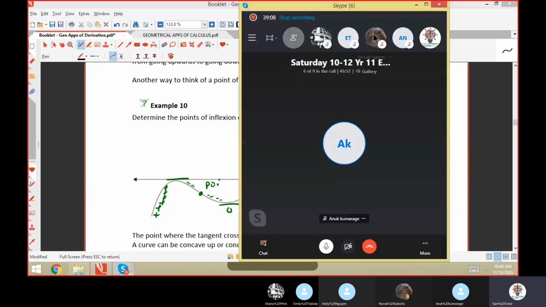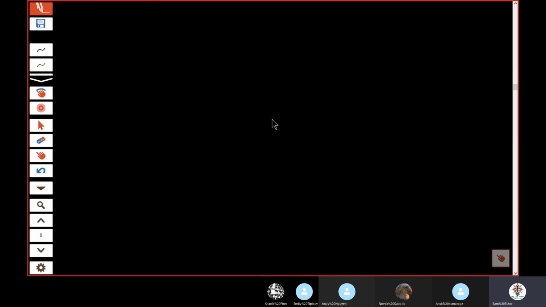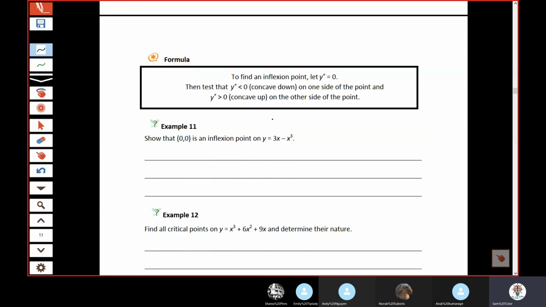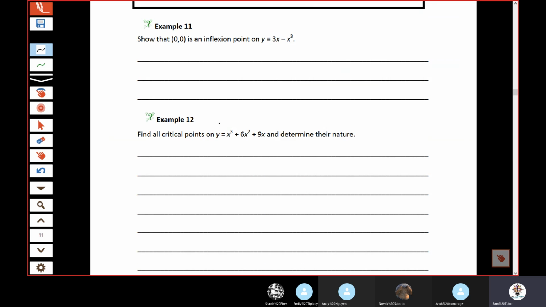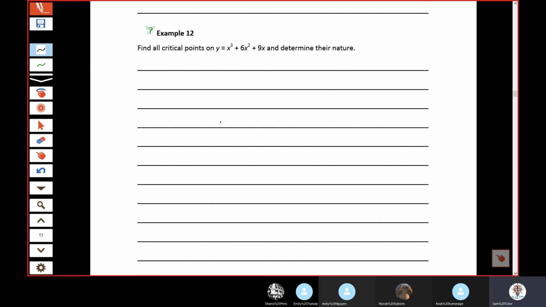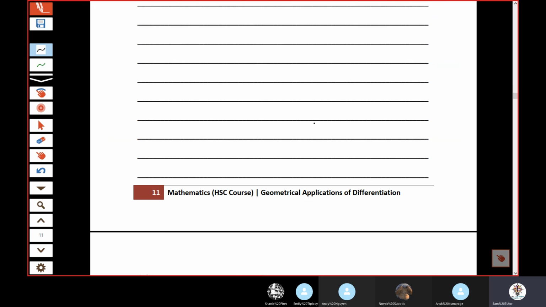All right, let's check on the boys. Anouk, Andy, all good? Yeah. All right. Done. Show that (0, 0) is an inflection point. Yeah, I'd rather just get to this. Find all critical points and determine their nature. Let's just smash the whole thing out.